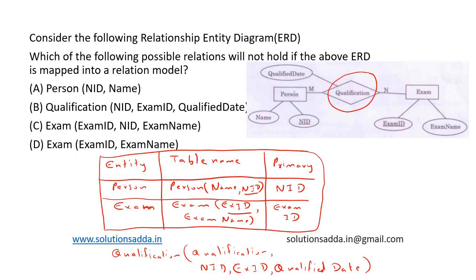Now let's see the options. Option A, person, NID and name. This is not the right choice because we are able to make a table. Second one is qualification, NID, exam ID, qualified date. Yes, this is there. This is also not the right choice. Fourth one, exam. It has exam ID and exam name. Yes, this is there in this table. And option C, exam ID, NID, exam name. It doesn't seem a feasible option. So based on the options, option C is the right choice here.